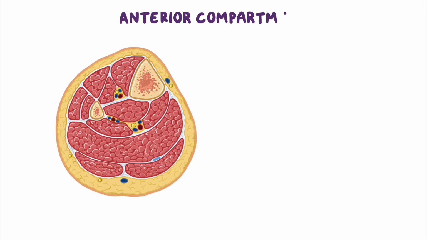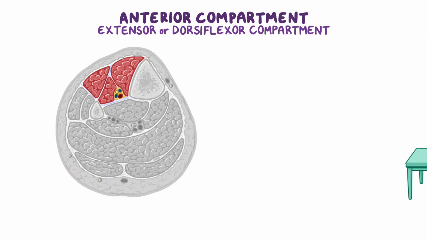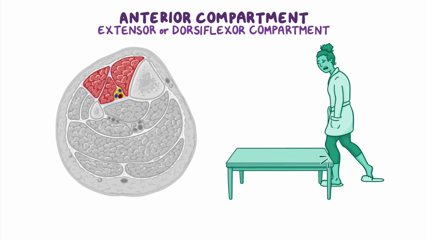The anterior compartment of the leg is also known as the extensor or dorsiflexor compartment, and it's the area of the body you use to locate furniture after you turn off the lights. Ouch!